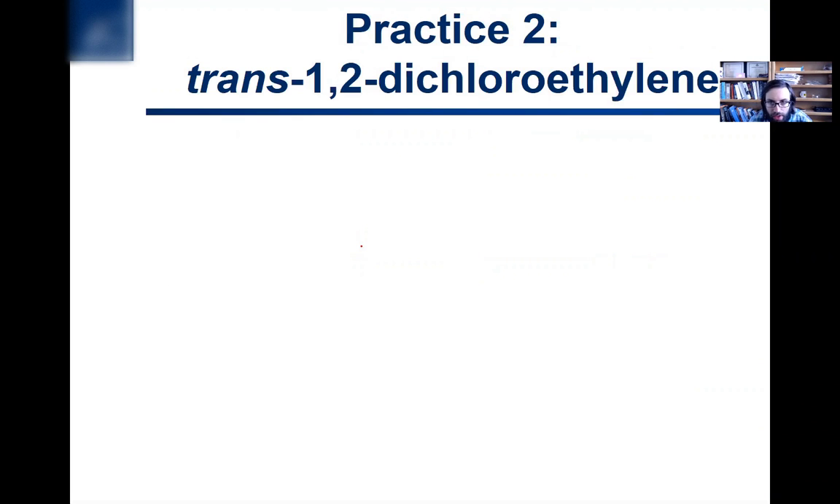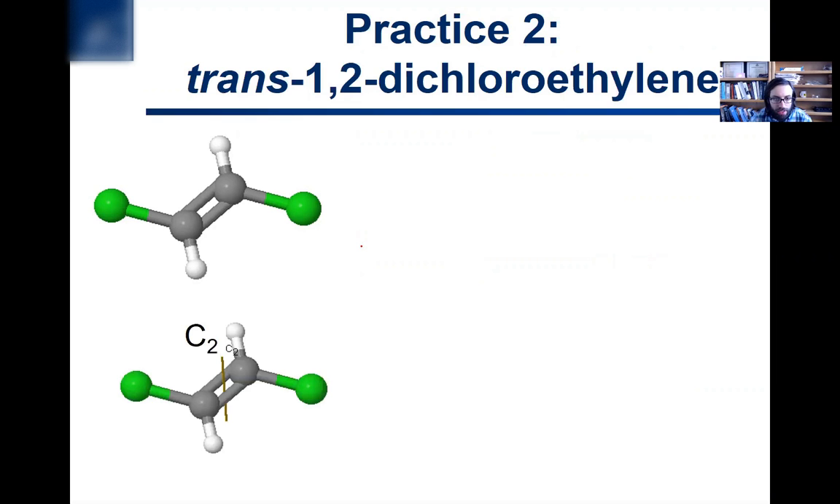Trans 1,2-dichloroethylene molecule looks like this. It's a planar molecule. So it's going to have a mirror plane within the plane of the molecule. It has a C2 going right like that. Why is that? Well, this 180 degrees will go to there, okay? And this 180 degrees will go there. So those would both interconvert, and the carbons would also interconvert to one another, okay?